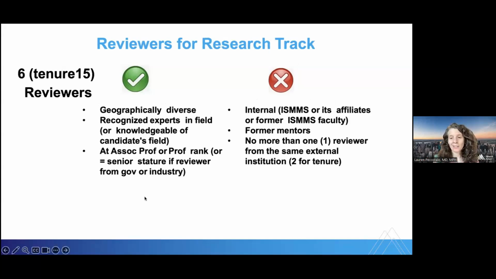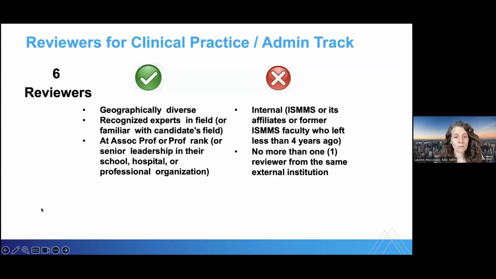And you're going to see patterns here. A lot of things are going to look the same. So for the research track, if you're not going for tenure, it's 6 reviewers. If you're going for tenure, it's 15. And again, very similar, geographically diverse, experts in the field, associate professor or professor rank. Again, not internal folks, not former mentors, and no more than 1 from the same institution, but 2 for tenure since you need a lot more reviewers.